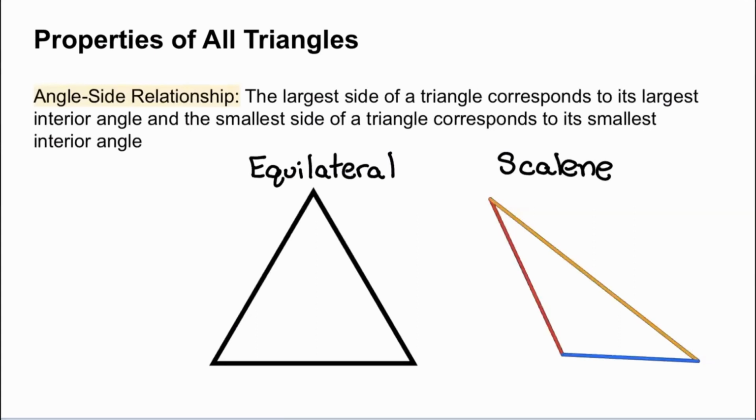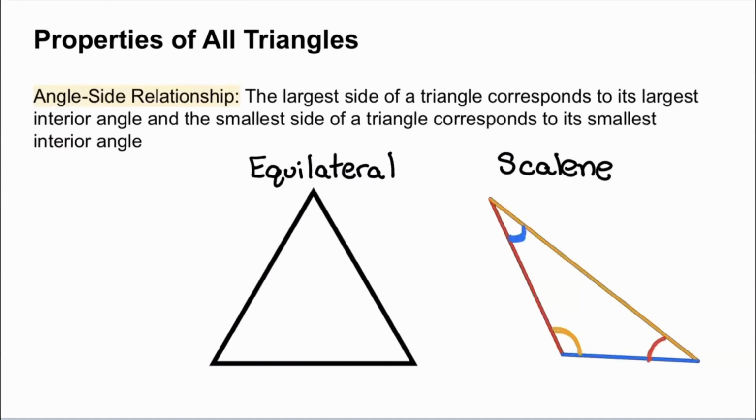So if it says that the largest side of a triangle corresponds to its largest interior angle, well, we have to spot where our largest interior angle is. Our largest side is the orange, but where's the largest interior angle? Well, it's going to be this obtuse guy right here. And our smallest angle is going to be this guy up here. And so the one in the middle, the one that corresponds to the red, is going to be right here.